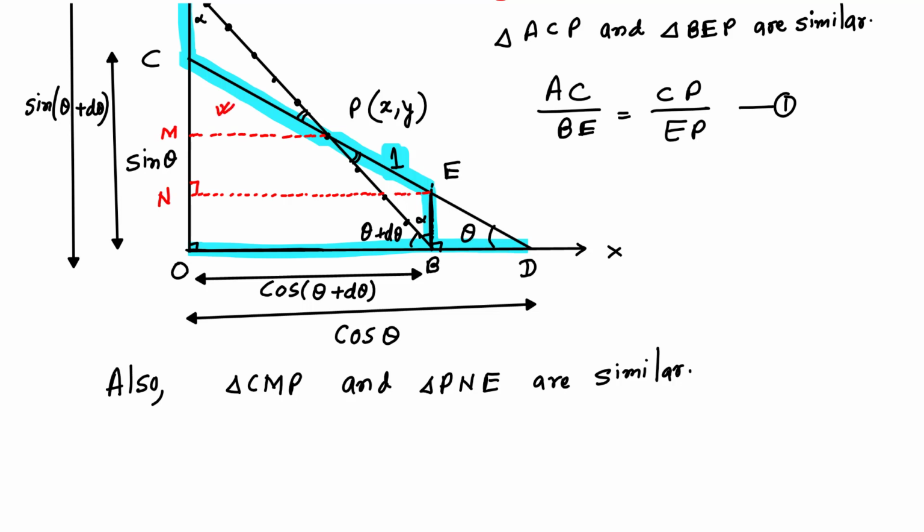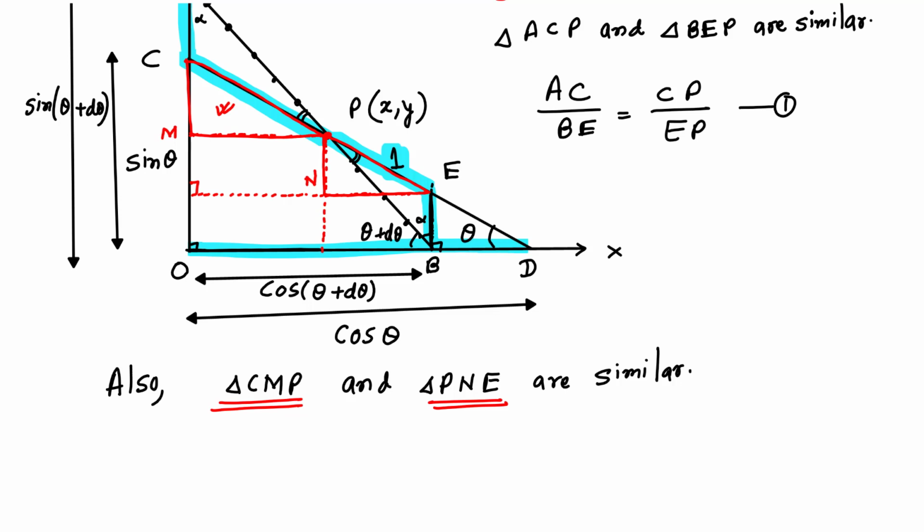So this triangle, that is CMP, and triangle PNE. Basically, I have to make one other construction. So let's say this line. So this point is N. So this triangle PNE, and this triangle CMP. These two triangles are basically similar.